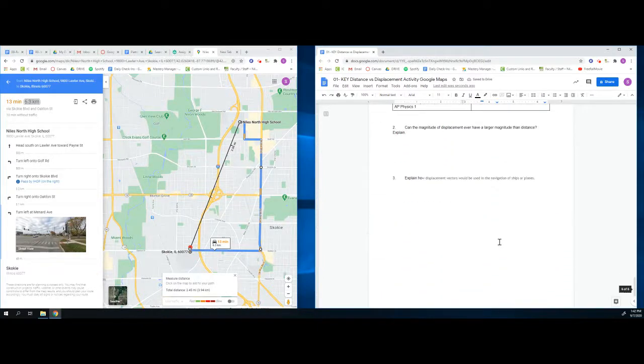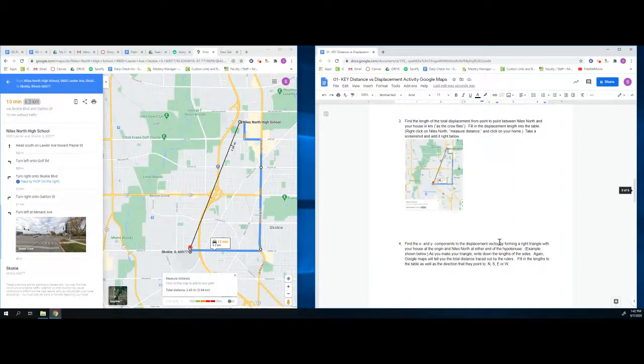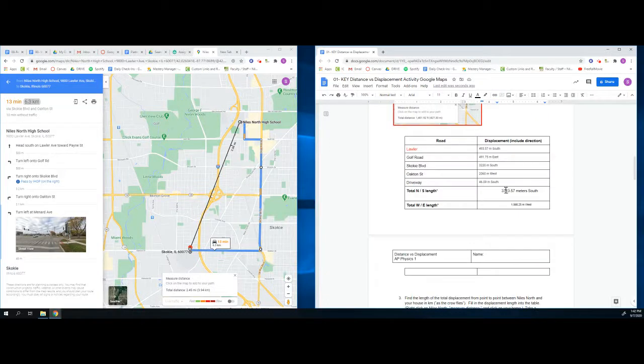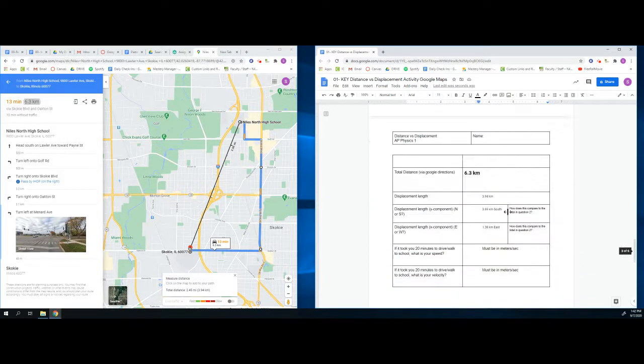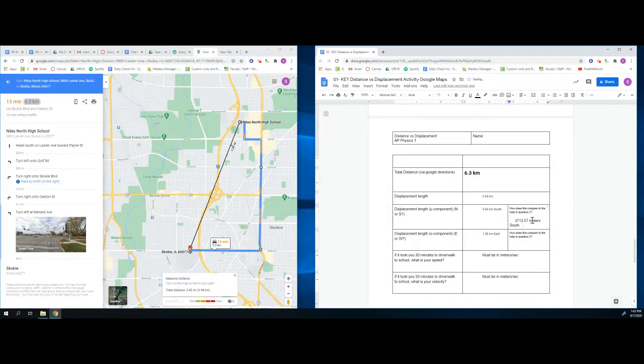So I'm going to skip this. I'm going to go back and see if I was close with my table. So the total north-south length was this value. Okay, I'm going to take that and I'm going to put that right here. So I was really close.